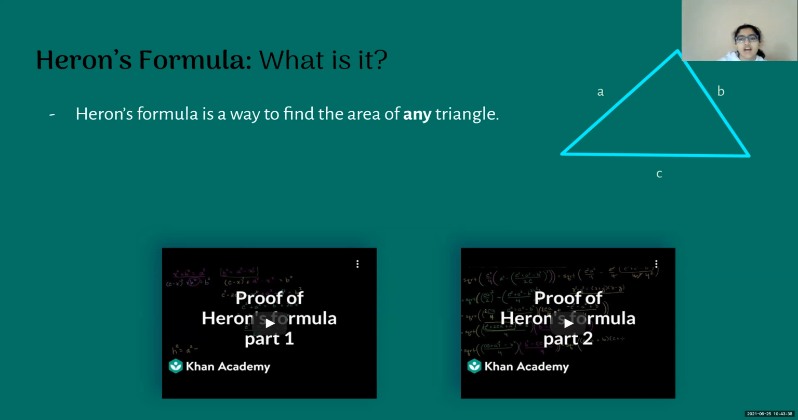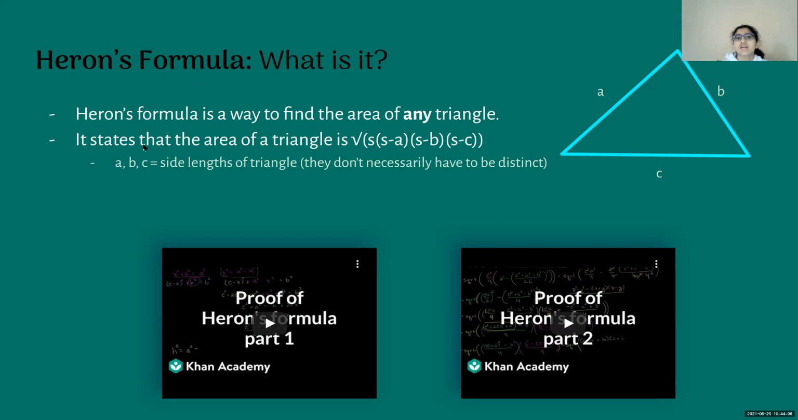But anyways, Heron's formula is a way to find the area of any triangle. It states that the area of a triangle is S times S minus A times S minus B times S minus C, that whole thing square root. S is the semi-perimeter. Semi-perimeter is just the perimeter divided by 2, so A plus B plus C over 2. So we have A plus B plus C over 2 times A plus B plus C over 2 minus A times A plus B plus C over 2 minus B times A plus B plus C over 2 minus C.